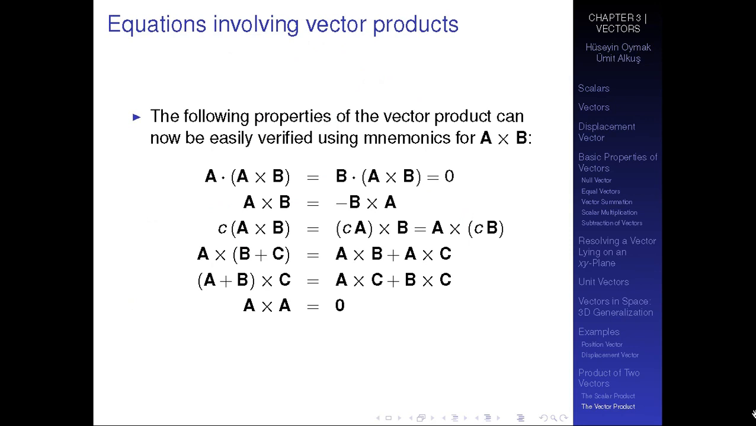For instance, the following properties of the vector product, which we stated before, can now easily be verified, such that A · (A × B) equals B · (A × B) equals zero, which means that A × B is perpendicular to both A and B, that is, to the plane spanned by A and B. And we have A × B equals minus B × A. It is the anticommutative property of the vector product.